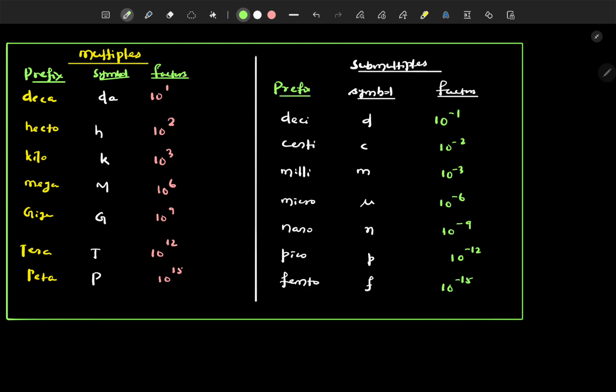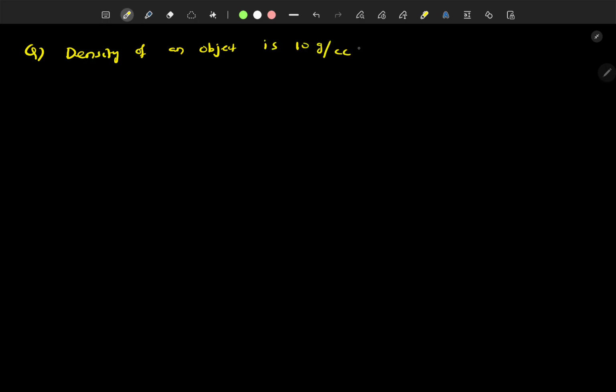Okay, very good. Let's solve one question. One fundamental question. It is not very difficult. I know you all have completed this chapter, but still you try your best to revise it. Question is, density of an object is 10 gram per cc. So what is its value in SI units?